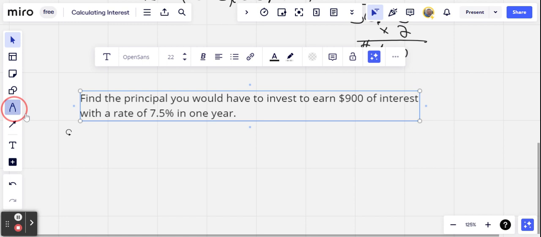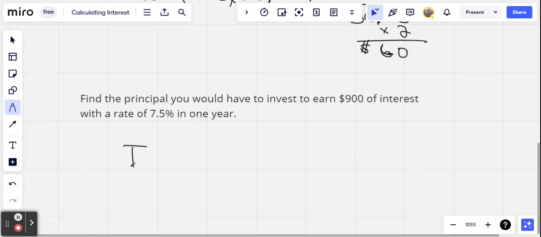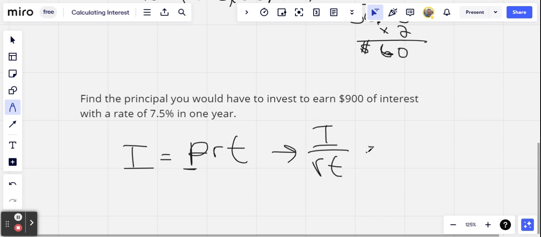So we're going to use this equation: I equals P R T, right? The thing we want to know is principal. So the equation we end up with is I divided by, no, not P, R T equals P.